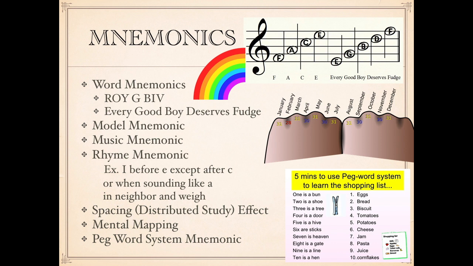One is a bun. The key here is to visualize the items to be remembered together. For example, if one is a bun and the first thing that I need to remember is eggs, I visualize an egg in a bun. This might be silly, but trust me, if you make the image distinctive, it's more memorable than you might think.